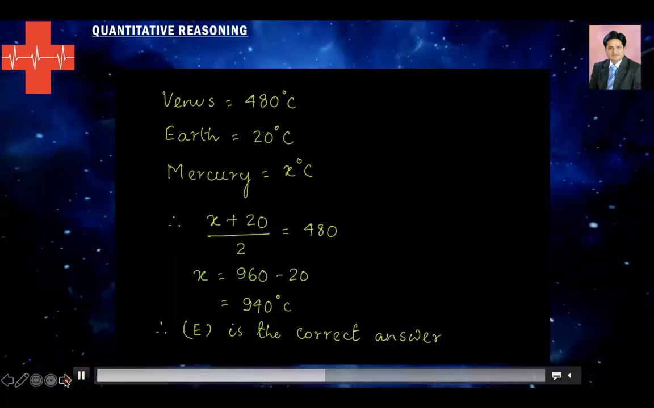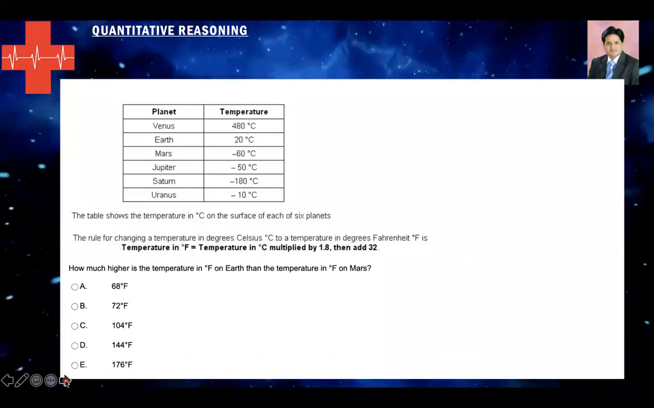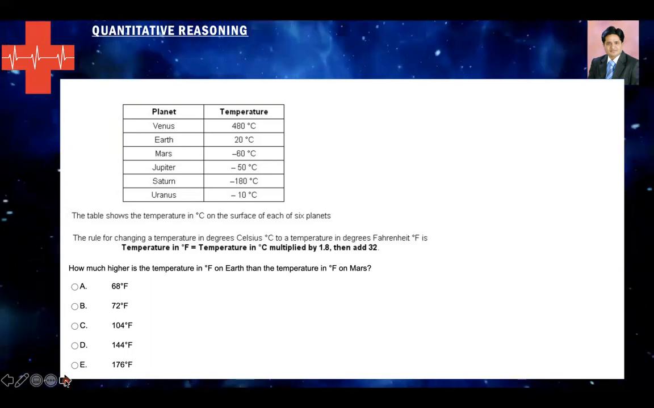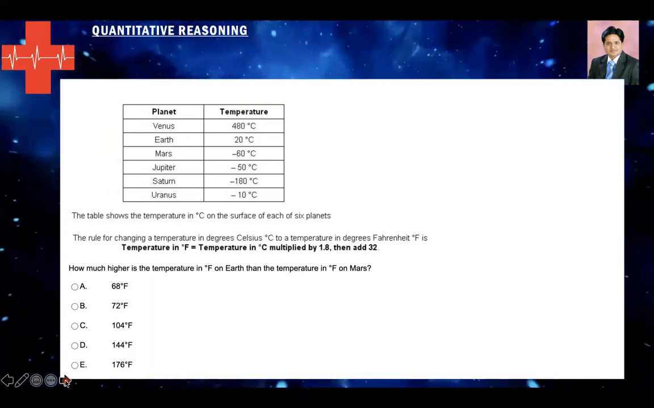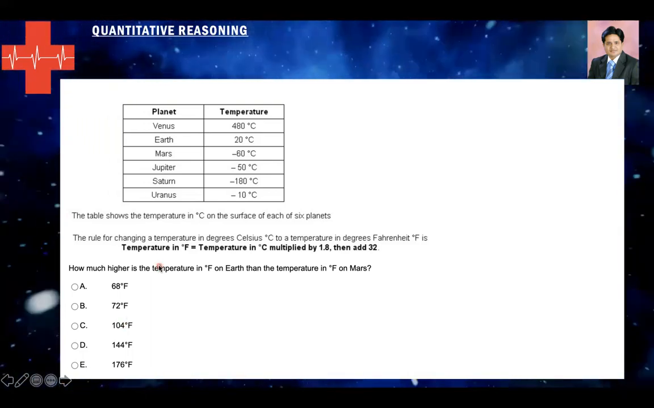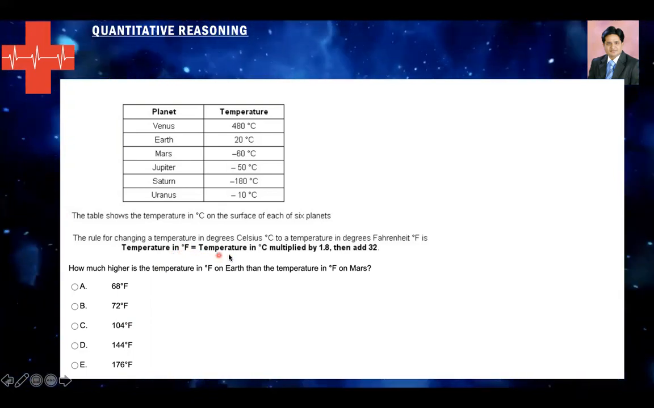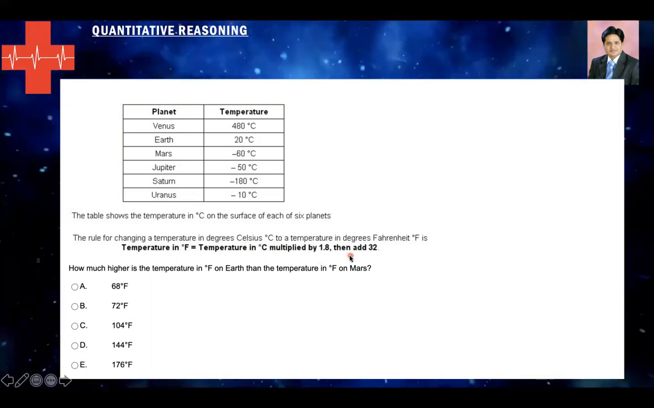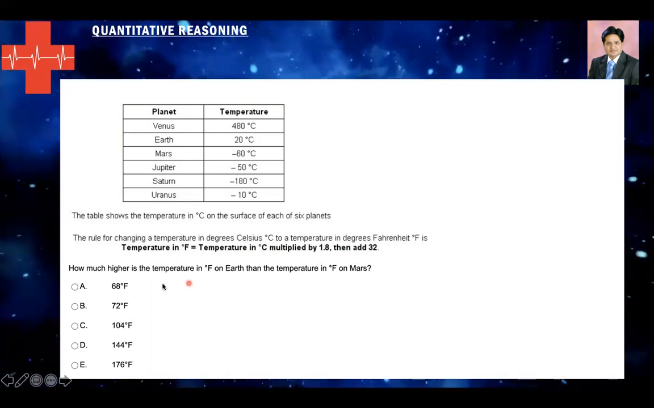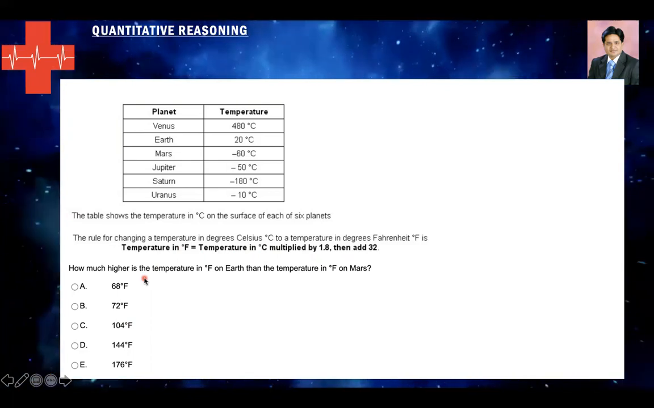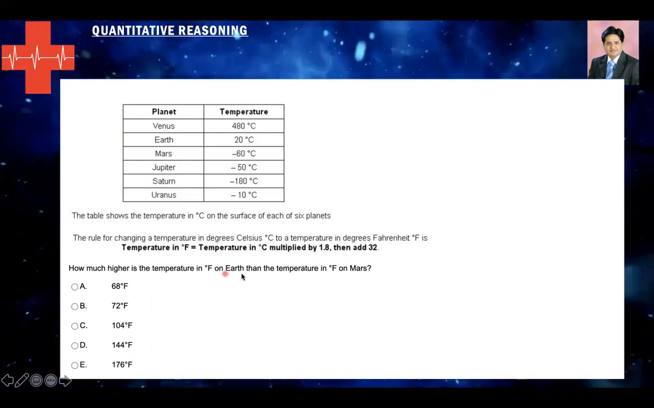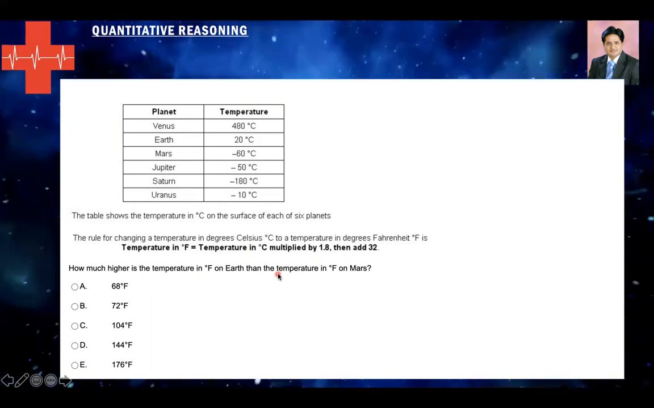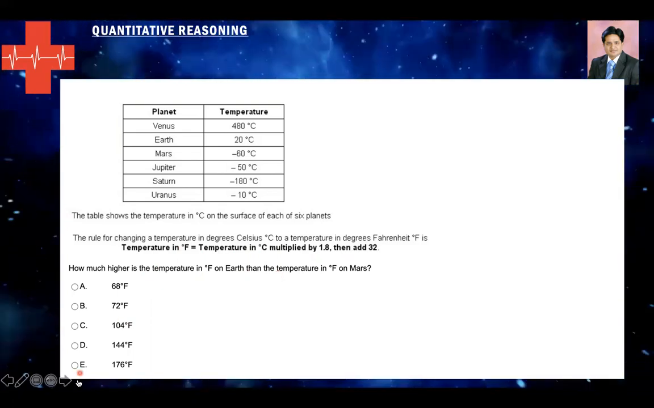All right, let's look at the next question. Again, you have the same table. The table shows the temperature in degrees Celsius on the surface of each of the 6 planets. You are given the conversion factor: temperature in Fahrenheit is equal to temperature in degrees Celsius multiplied by 1.8 and then add 32. The question is, how much higher is the temperature in Fahrenheit on Earth than the temperature in Fahrenheit on Mars? Try solving this question, pause the video.